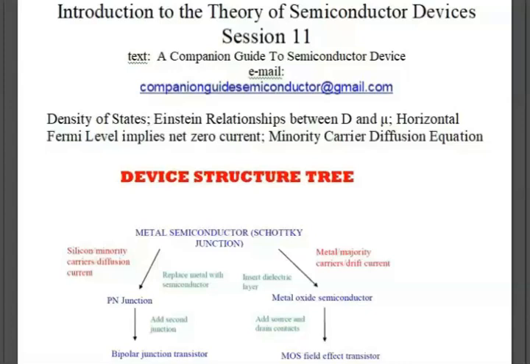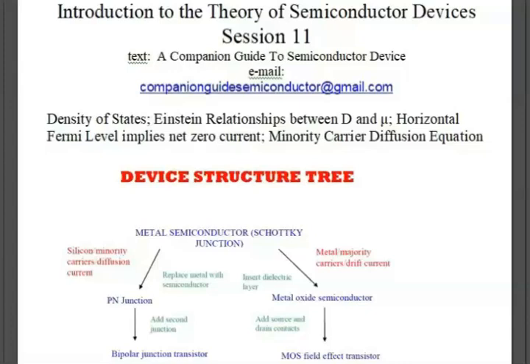In this session we're going to be starting off with some thoughts on the density of states. Then we'll go into this idea that material equilibrium requires that the Fermi level be straight and horizontal. And there's two ways we're going to look at that.